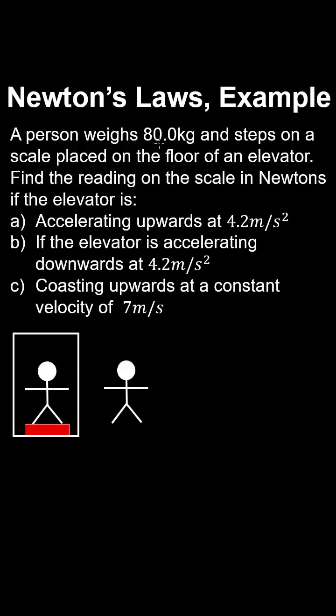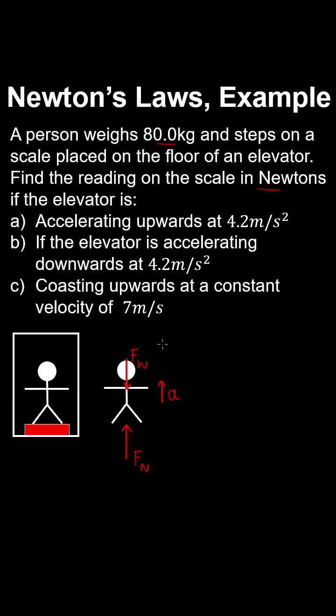A person weighs 80 kilograms and steps on a scale placed on the floor of an elevator, and we're asked to find the reading on the scale in newtons if the elevator is accelerating upwards at 4.2 meters per second squared. So if the elevator is accelerating upwards, there's going to be a contact force from the scale on the person, which is the normal force, and a force of weight. So given that the elevator is accelerating upwards, then the normal force is larger than the force of weight.